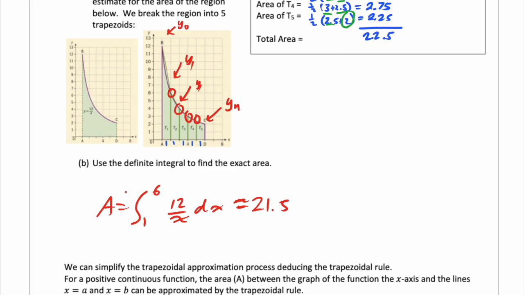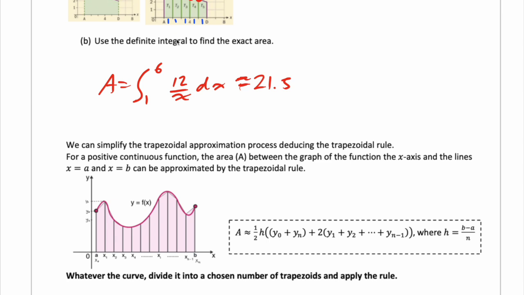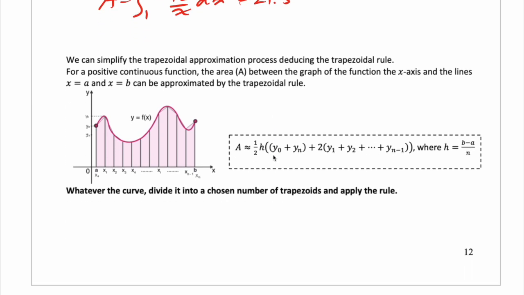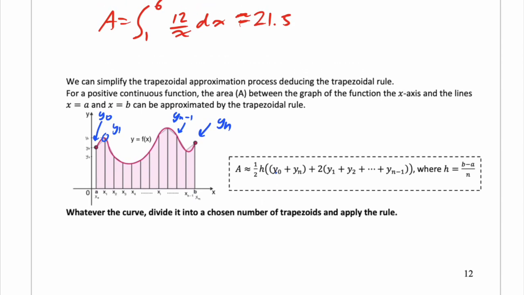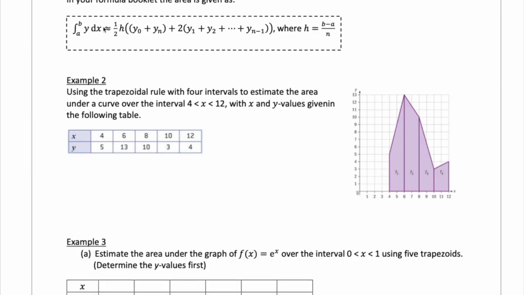Basically, what the integral does is it gives you an infinite number of trapezoids, or an infinite number of rectangles, actually. All right, this is the formula from the formula booklet. I kind of just discussed that. You can see the first value is the initial y value, and the last one is yn, and then all the other ones in between are y1 up to yn minus 1. So this formula just creates a bunch of trapezoids, which approximates the area.